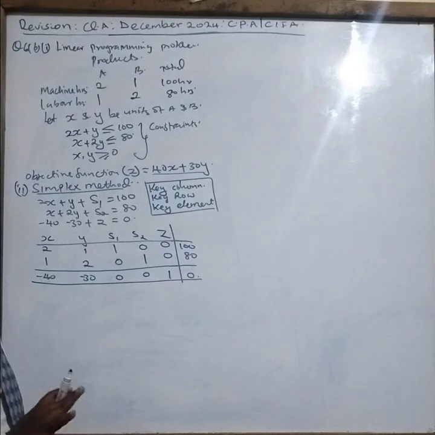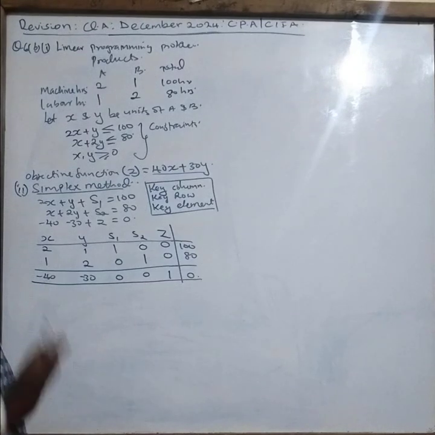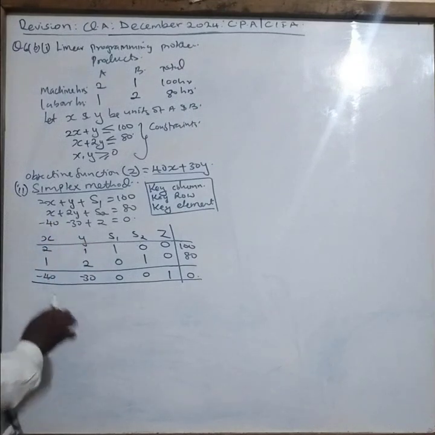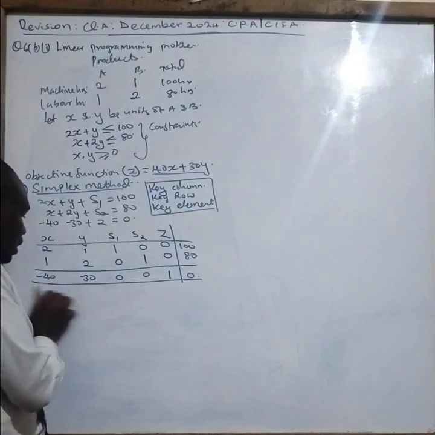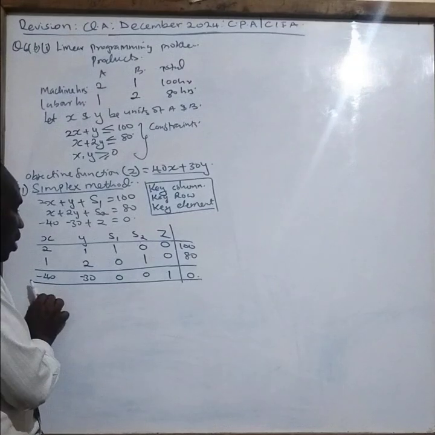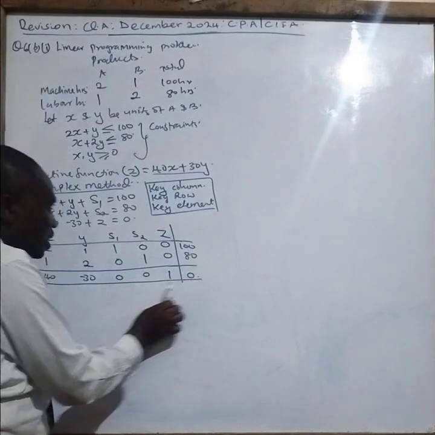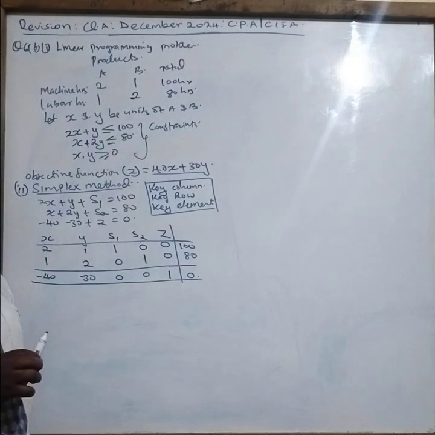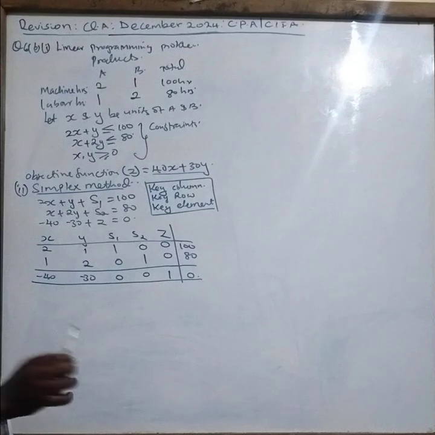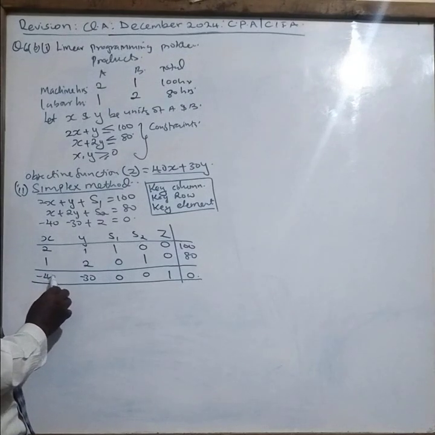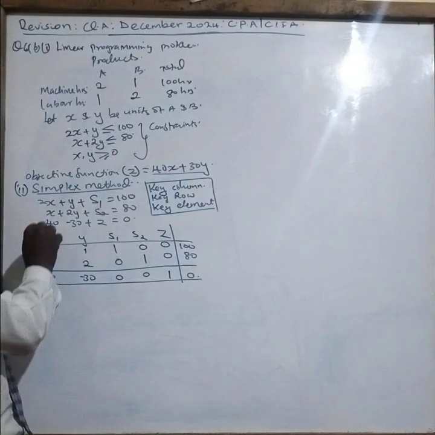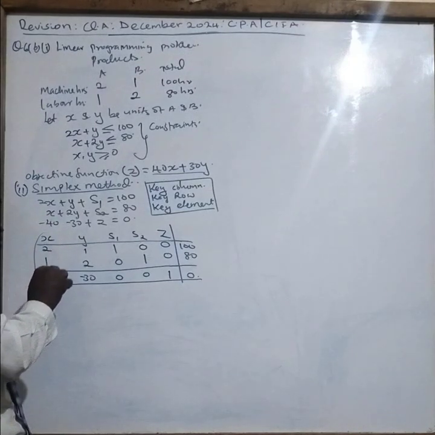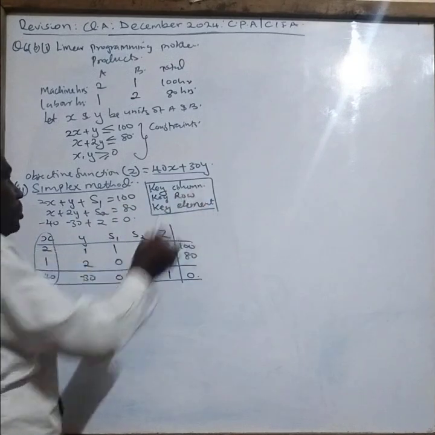How do we identify the key column? For you to identify the key column, go to the objective function here. On this objective function, see which one is the most negative value. The most negative value is 40. Therefore, this 40 lies on the first column. So this one becomes your key column.